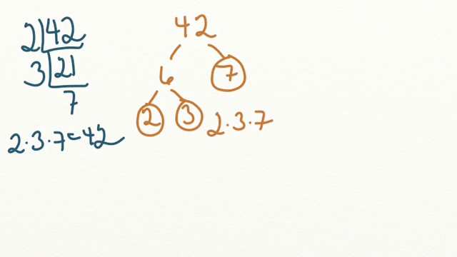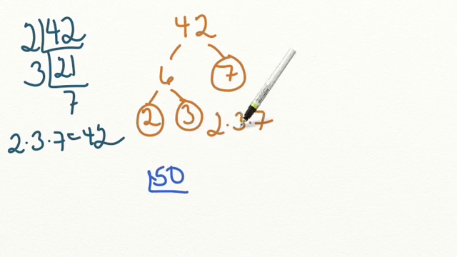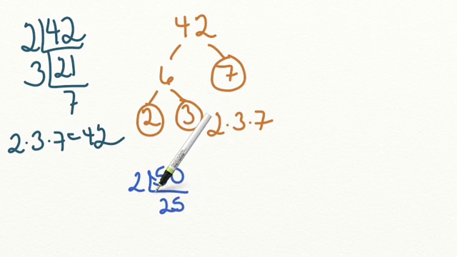Are you ready for one more example? Let's try using upside down division to find the prime factors for the number 50. All right, let's start by putting our upside down division symbol. 50 divided by 2 equals 25. We're going to continue our upside down division.